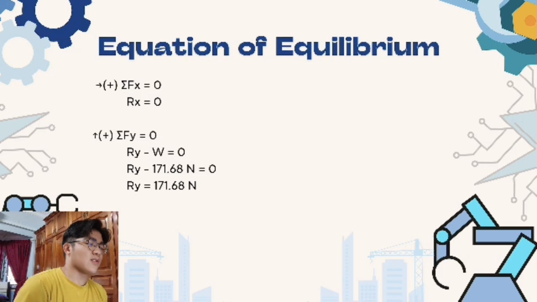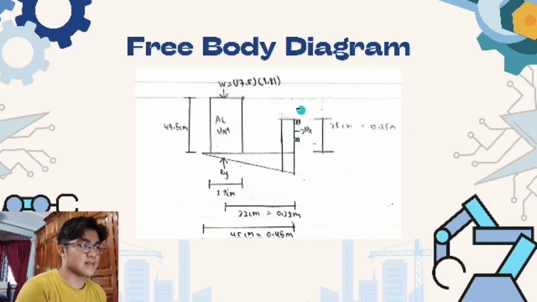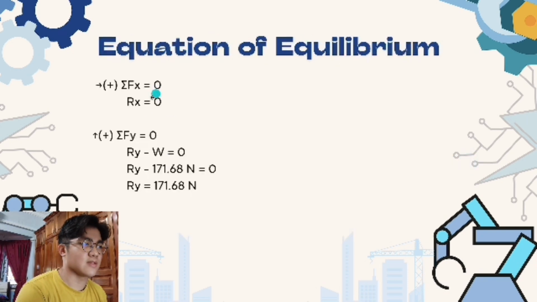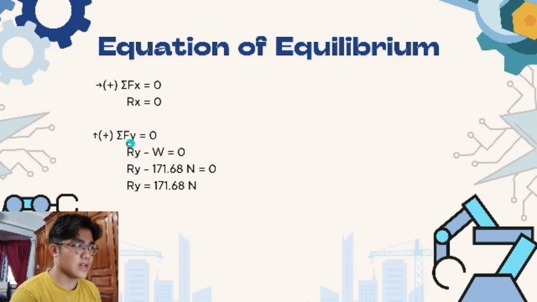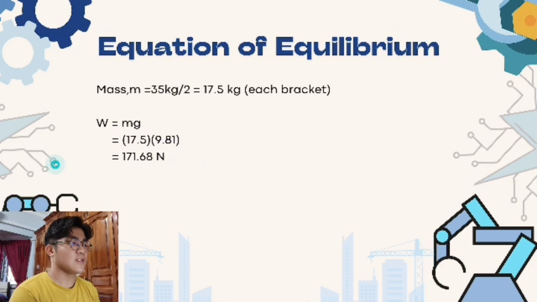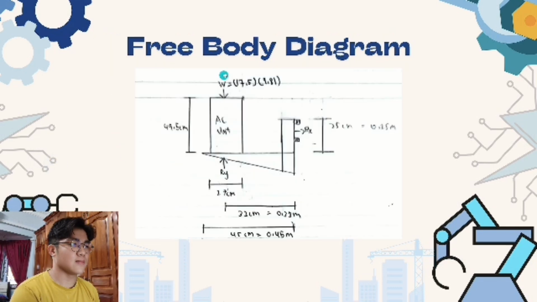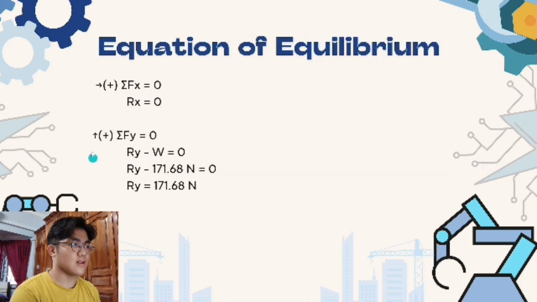Then we can find the force on X, where the only reaction force is here, mounted to the wall, which is Rx. Since it's in equilibrium and static, we set it equal to 0, so Rx is equal to 0. And next is the y-axis force, which is the Ry and the weight. So assuming going up is positive, we get Ry as also 171.68 Newton.